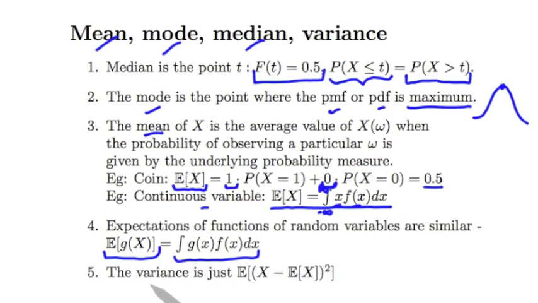And finally, we can define the variance. And the variance is just the expected value of x minus its mean, the whole squared. So this is some function of x, right? That function of x is x minus its mean, the whole squared, right? So that's the definition.